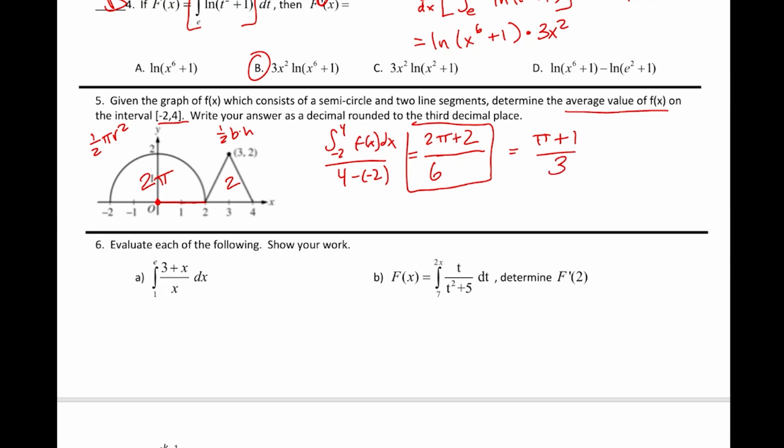It's possible if that was a multiple choice question that's what it's going to look like. And if it was a calculator problem, you'd probably need to type that in. But I'm happy with what I have boxed there.